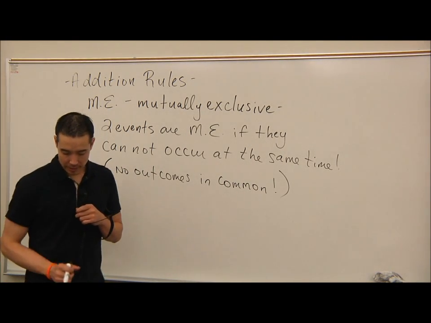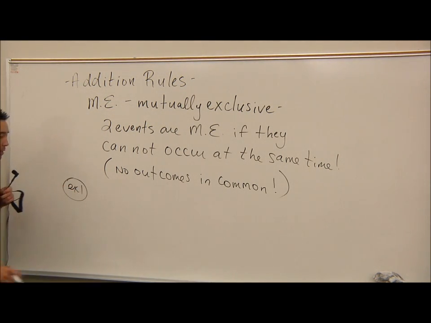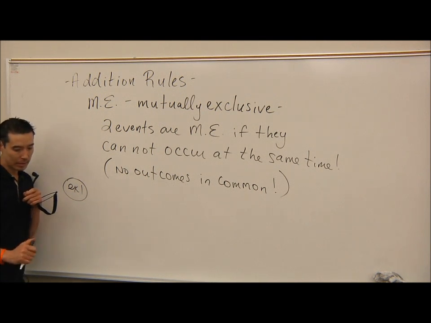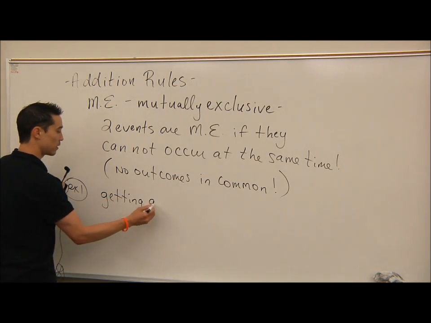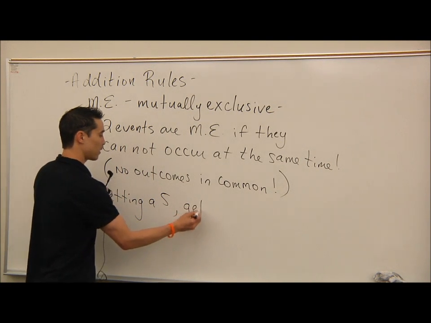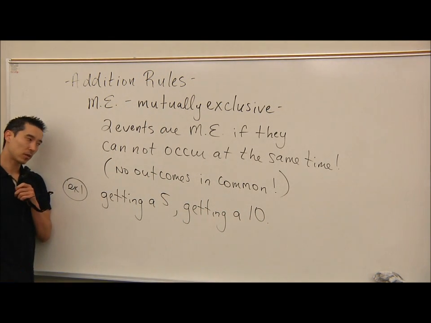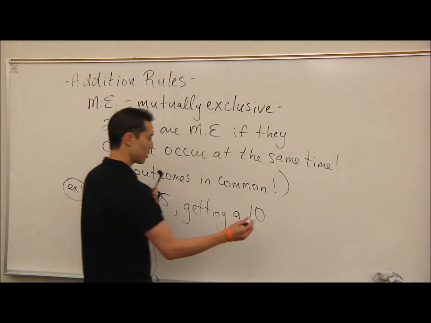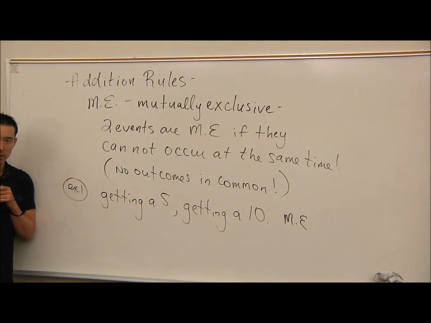Let's say I select a playing card from a deck of cards. Example 1. For all of these examples, we're selecting a playing card from a deck of cards. I'm going to give you two events, and you tell me if they are mutually exclusive or not. Getting a 5, getting a 10. I'm selecting one card. Is that ME or no? Yes. Can you get a 5 and a 10 at the same time? No, not with one card. So this is mutually exclusive. It cannot happen at the same time.